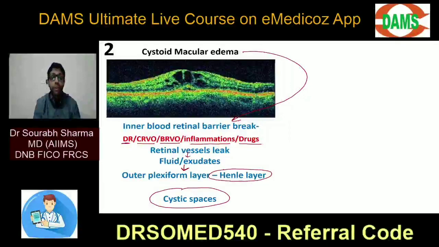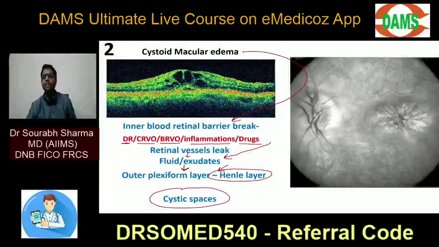Now what will happen if you do angiography here? When you do angiography, there is a break in the inner barrier. Dye will also come out. So dye will also come into the outer plexiform layer. And what is the orientation of Henle's layer? I told you, radial configuration. So the dye will also go radially in the macula like this.